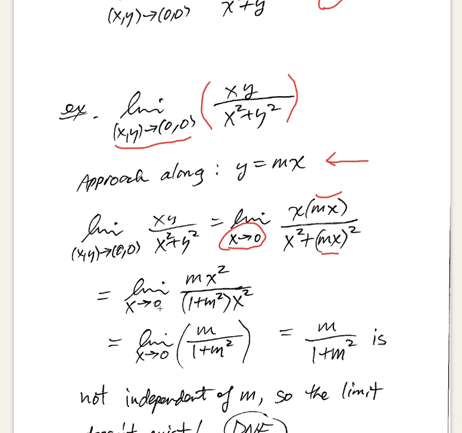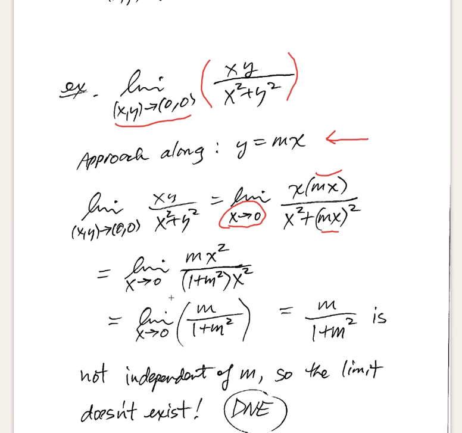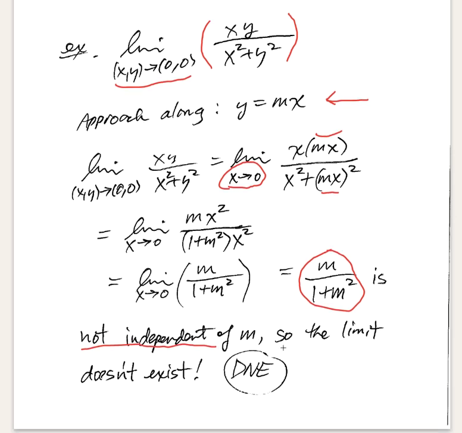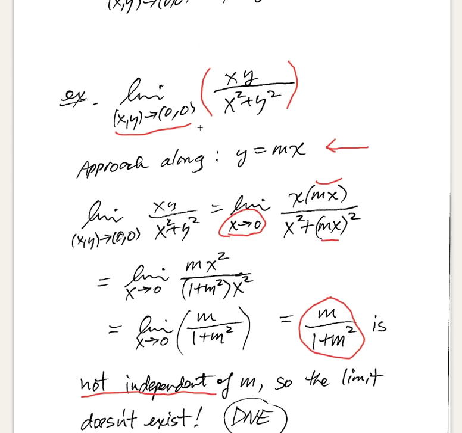Now, x is approaching 0. We don't care what happens when it equals 0. So when x is not 0, I'm going to imagine canceling this. I'm just treating this like Calc 1 for now. The x squareds will cancel, so what happens as x approaches 0 of m over 1 plus m squared? Do you see that this is not constant? This is not independent of the direction in which you're approaching. It's not independent of m. This limit actually does not exist.